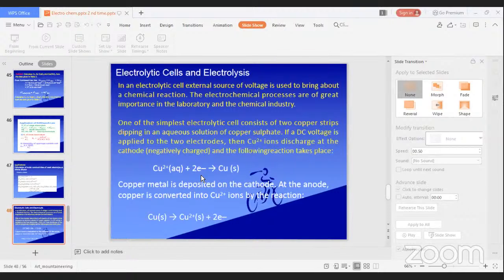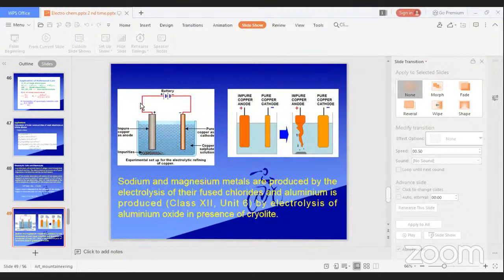One example is this: copper is prepared from impure copper in copper sulfate solution. This is impure copper, this is pure copper. So first we are taking like this, converting impure to pure. So extra pure copper is depositing on the cathode here. At the cathode, cation reduction takes place. At the anode, anion oxidation takes place. Sodium, magnesium metals as well as copper, some metals can be prepared by using this method.